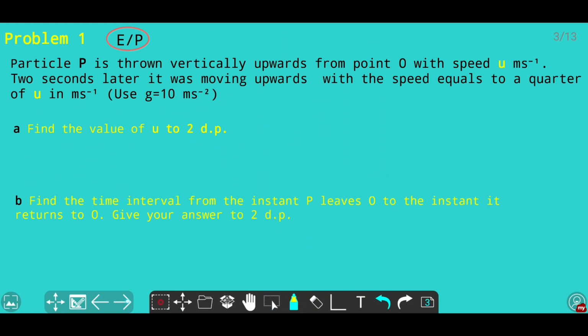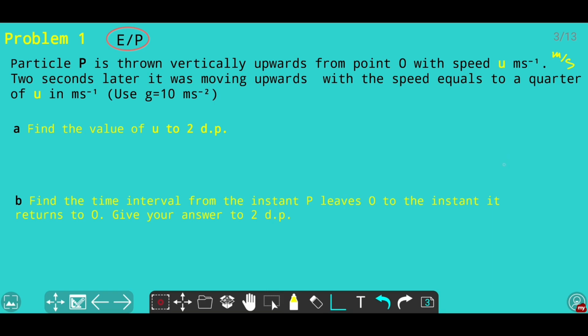So what's happening here? Particle P is projected vertically upwards from point O with speed u m s to the negative 1. That means, if you use the index rule, you just flip it over and you get meters per second, an equivalent way of writing. Two seconds later it is still moving upwards with a speed equal to a quarter of u. Find the value of u.